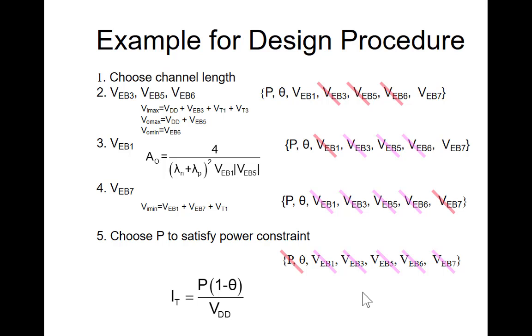Is everybody with me? So I've looked at that set of equations, and I've tried to satisfy them in a sequence that will allow me to uniquely identify a design procedure. And you should be able to do this with most designs. So at this point in time, how many unknowns do I have left? Power and theta. So I'm going to choose P to satisfy the power constraint. And that just leaves theta left.